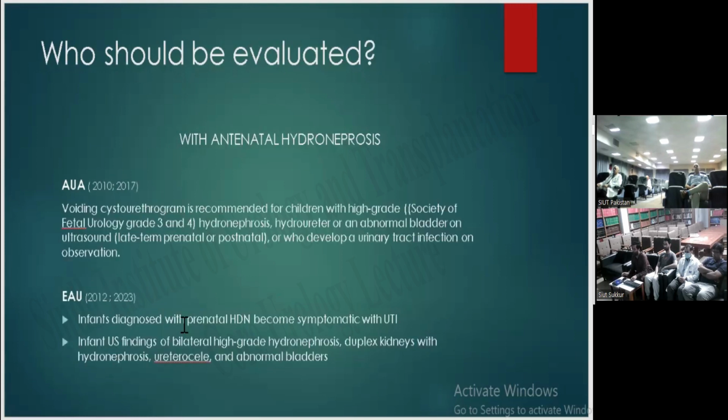With antenatal hydronephrosis, American Urological Association 2017: voiding cystourethrogram is recommended for children with high grade 3 and 4 hydroureter, or an abnormal bladder on ultrasound, or who develop a urinary tract infection. European: infants diagnosed with prenatal hydronephrosis who become symptomatic with UTI, and infants with ultrasound findings of bilateral high-grade hydronephrosis, duplex kidneys with hydronephrosis, ureterocele, and abnormal bladders should be evaluated for VUR.